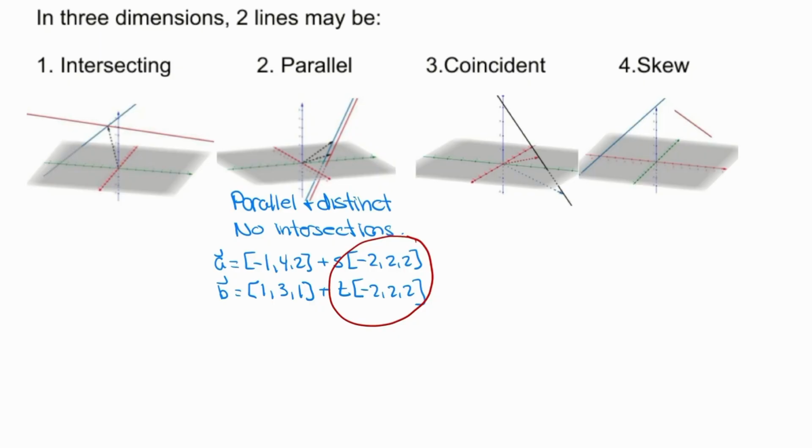So now let's talk about coincident. So these are parallel and they lie on top of each other.